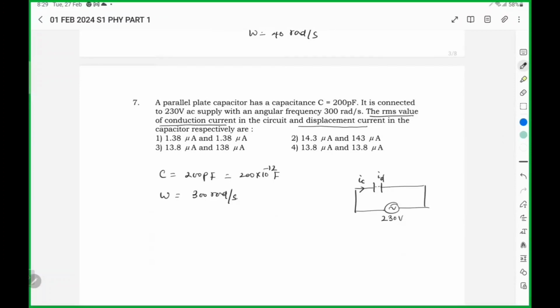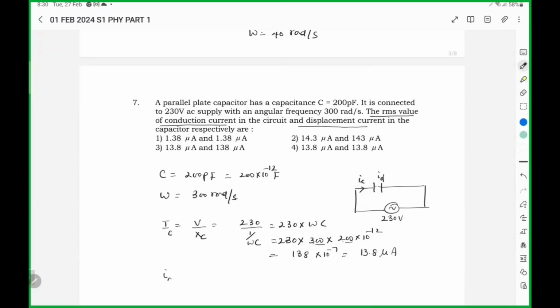So here, how do we calculate conduction current? That is V by Xc, so that is 230 by 1 by omega C. 230 into omega, which is given as 300 radians per second, into C, 200 into 10 power minus 12. 23 into 6 is 138, times 10 power minus 7, which is 13.8 microamperes.